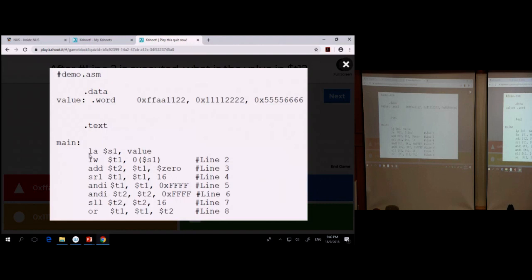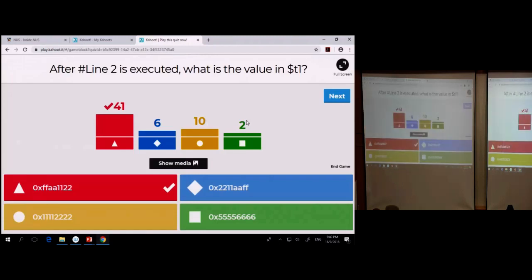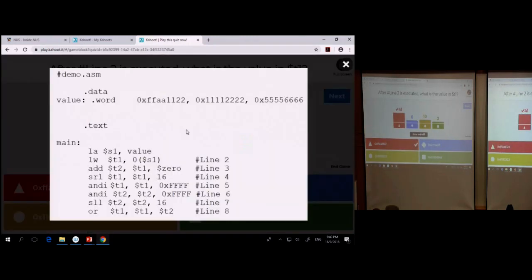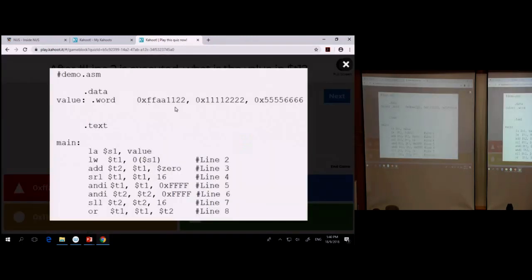Okay, so when I execute line 1, the address of where this is stored will go into S1, correct? This label value here. Subsequently, I'm using indirect addressing, so this is the offset. So S1 plus 0 is this address, the first word here. Since I load a word, this whole word will come into T1. That is why you have FFAA1122, which is your first 32-bit value here.